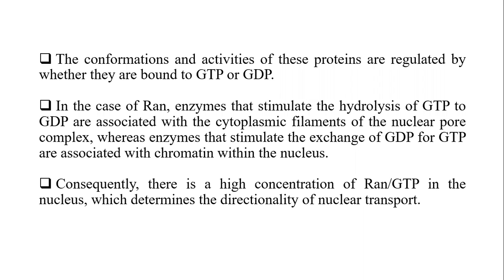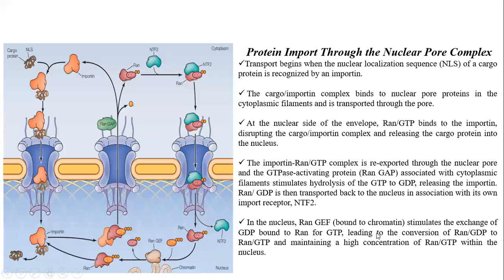Okay? So that is one reason that NLS will be present on the proteins which will be recruited inside the nucleus. In the same way, you have export signals also, meaning the ones to be taken out of the nucleus. So all these signals, as well as the concentration of RAN GTP, are going to decide in which direction the transport is going to happen. Now let's see the protein import through the NPC.